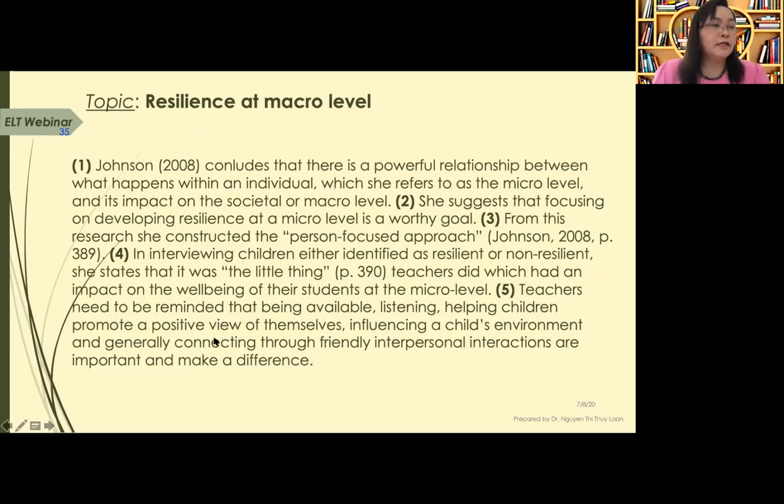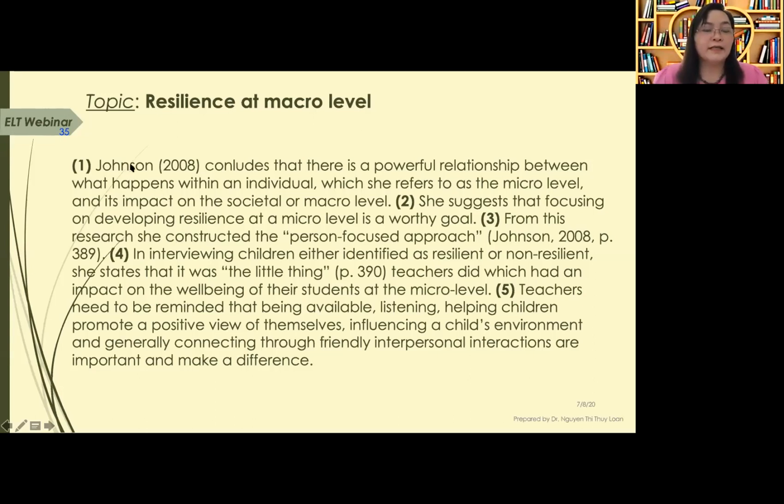Now let's do this exercise together in order to see whether writing the literature review this way is effective or not. In this paragraph, there are 5 sentences. What I would like you to do now is to read quickly, and then tell me whether they are descriptive or interpretive or both. I think we do it together in order to save time.